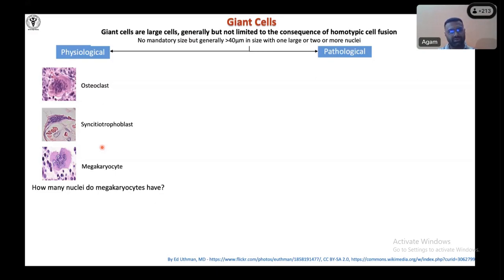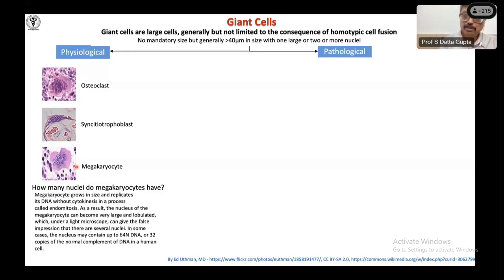Actually, megakaryocytes have a single nucleus that is lobated. But the amount of DNA, you are right, because of endomitosis, it can replicate and go larger and larger. Unfortunately, in tissue sections, because they are cut across, you find as if they have multiple nuclei. Please remember this when you are looking at megakaryocytes. Don't make the mistake of saying they have multiple nuclei. They may have 64 or 32 copies of the normal complement of DNA in a human cell.